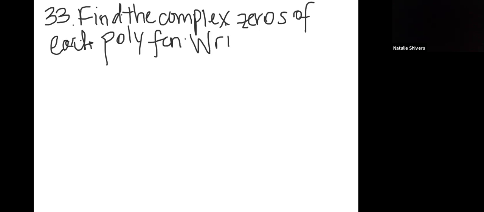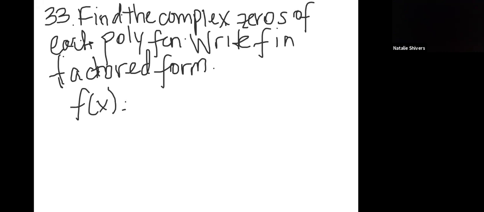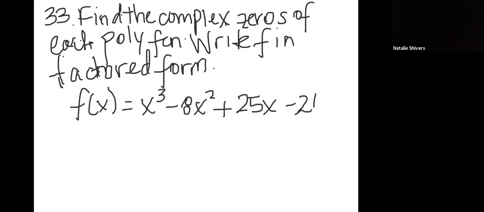Write f in factored form. This was a problem on the classwork, so I'll show you what that exactly means if you're having trouble. All right, so we have f of x equals x cubed minus 8x squared plus 25x minus 26. Okay, so in the last section, we talked about a couple different things that are going to help us out here.